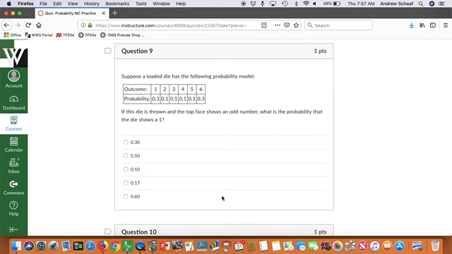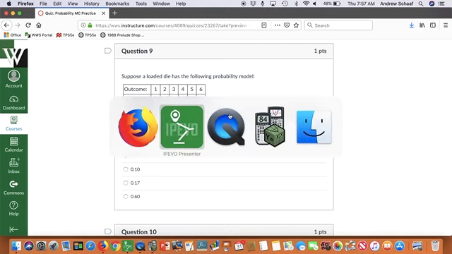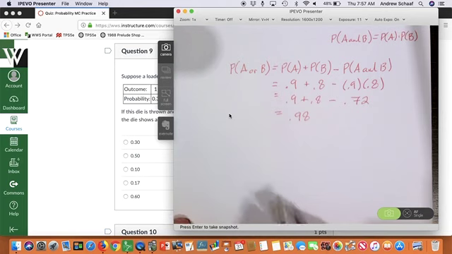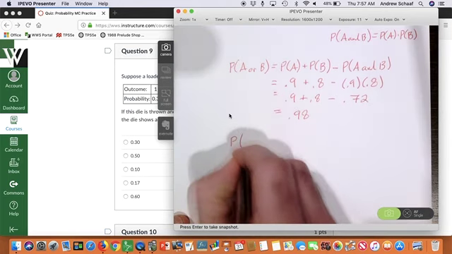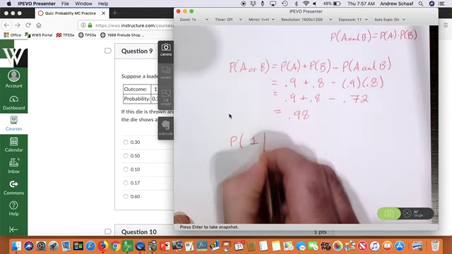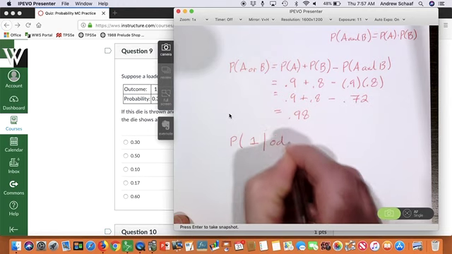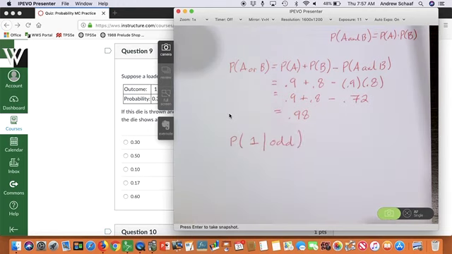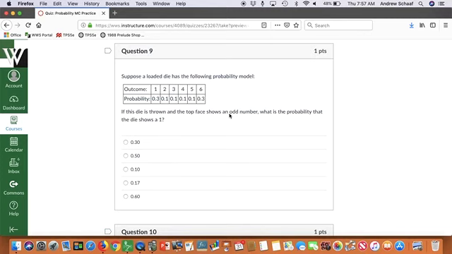So here, if this die is thrown and the top face shows an odd number, so that's my condition, what's the probability that the die shows a 1? So what I'm trying to calculate here is the probability that we show a 1, given that I know the number is odd. So you could simply look at the odd outcomes, 1, 3, and 5. I'm interested in the probability of a 1, so that's my numerator of 0.3.